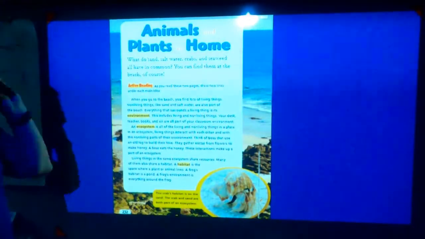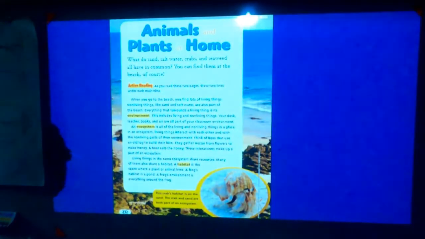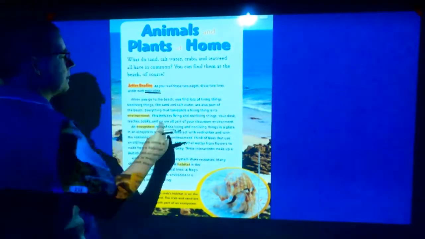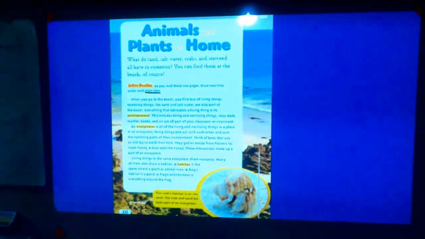Active reading, so that's what we're going to be working on. As you read the 2 pages, draw lines under the main idea. Ooh, main idea. That's the number 1 idea of all of this. So we're looking for the main idea of each of these.